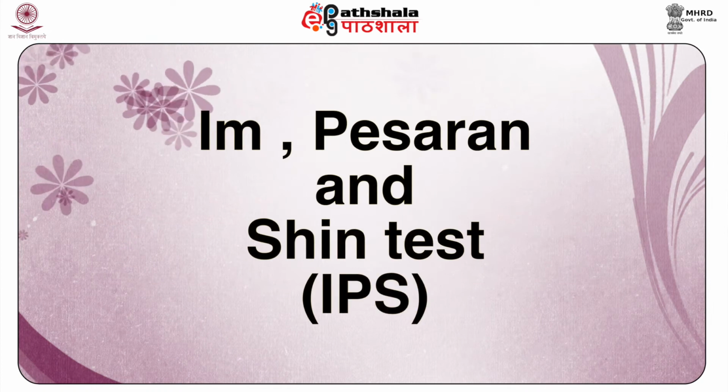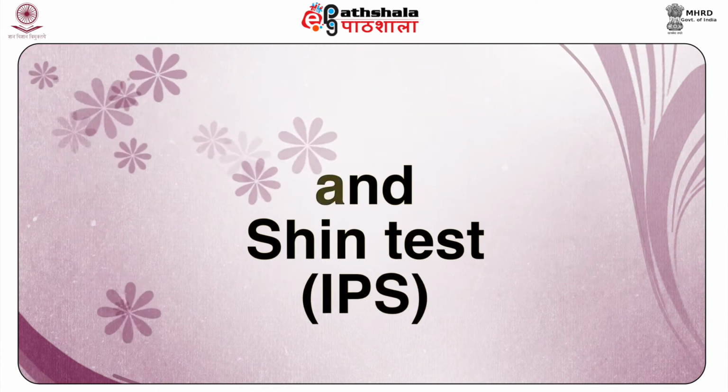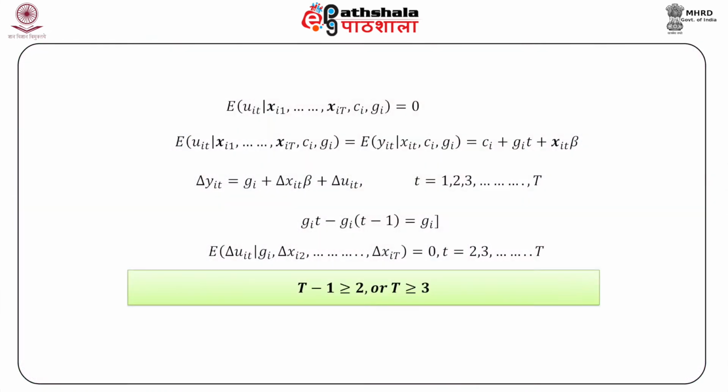2. Im, Pesaran and Shin test, IPS. Unlike LLC, the IPS test allows for a heterogeneous coefficient of y_i,t minus 1 and proposes an alternative testing procedure that is based on the average of individual unit root statistics. That is, IPS suggests an average of the ADF test when the error term u_it is serially correlated with different serial correlation properties across cross-sectional units.